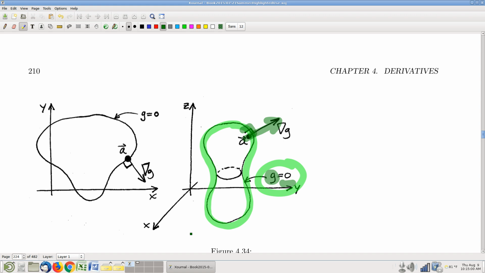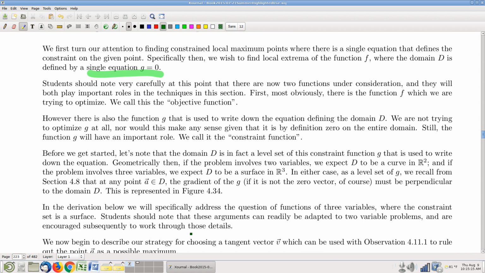It's a very confusing aspect of what we call constrained optimization. Given that we have this constraint, we're constrained to look only at points where G is equal to 0, but there's another function that we're actually interested in. The other function is what we call our objective function.